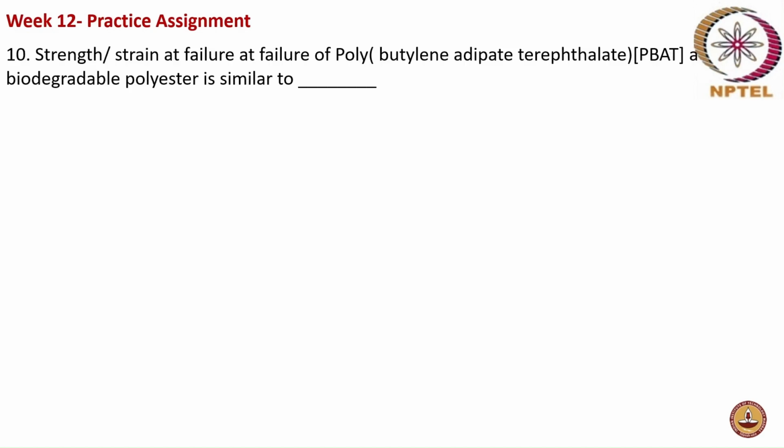Okay. Strength or strain at failure of pure polybutylene adipate terephthalate (PBAT), a biodegradable polymer, is similar to what? Which synthetic polymer? Strain at failure of polybutylene adipate terephthalate. This is again a biodegradable polyester. So the strain at failure or strength of this PBAT is similar to one of the synthetic polymers. Which polymer is that?